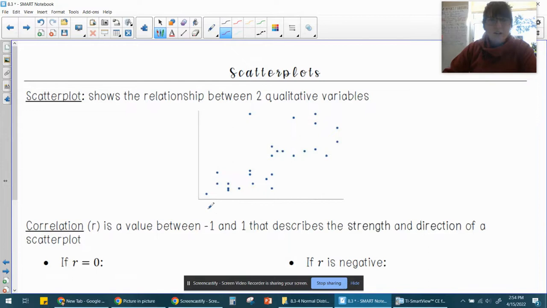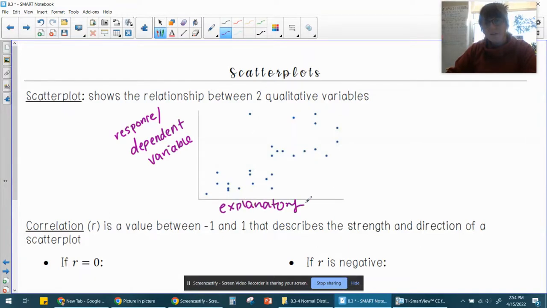So the y-axis is going to be our dependent variable. This is also called the response variable. So this response variable or dependent variable depends on your x variable, which is called the explanatory or independent variable.